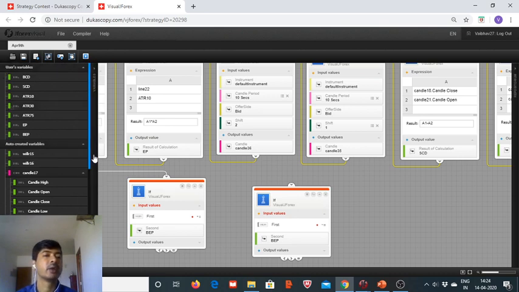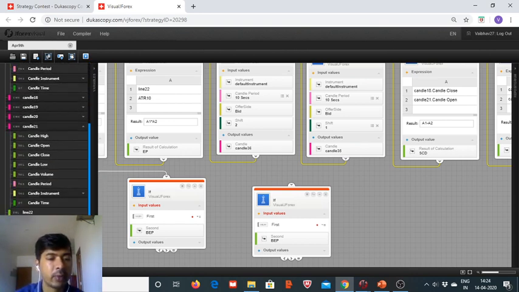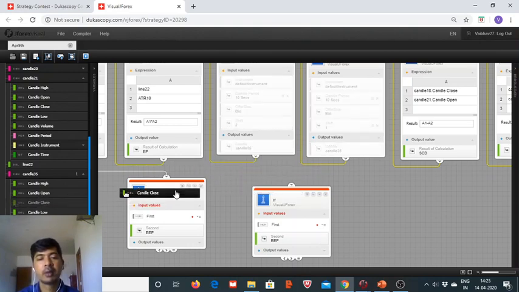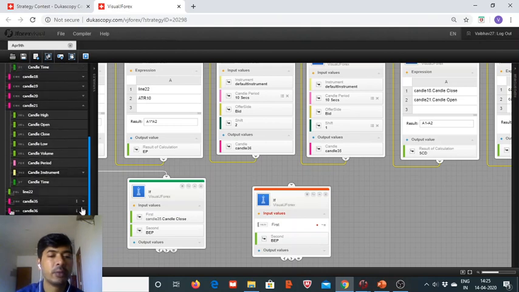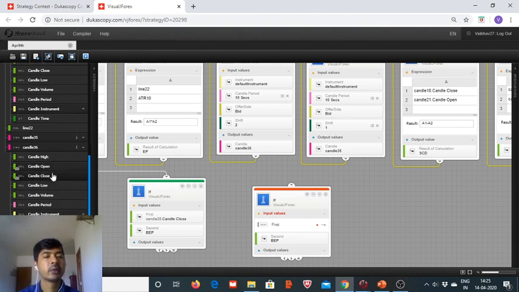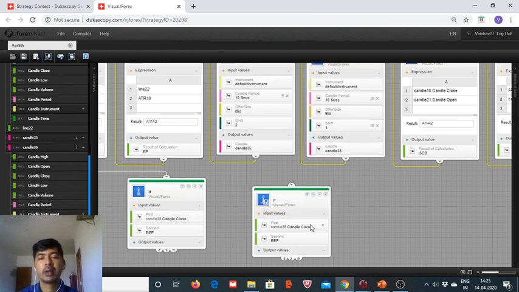So first the candle 35, where it is, we got it, okay. We will need here, first one is candle 35. Now here also candle close for the candle 36.